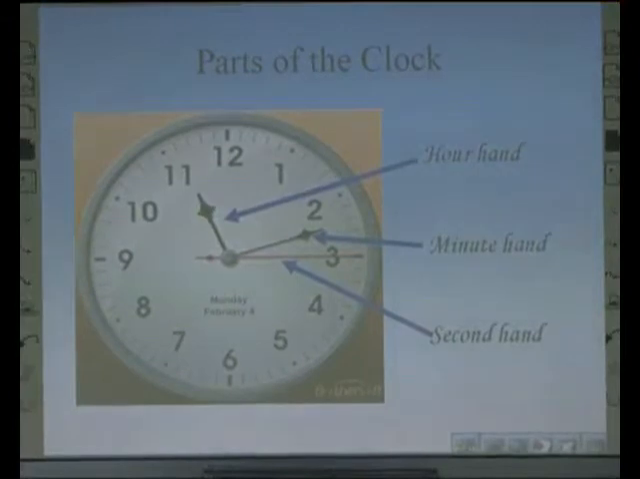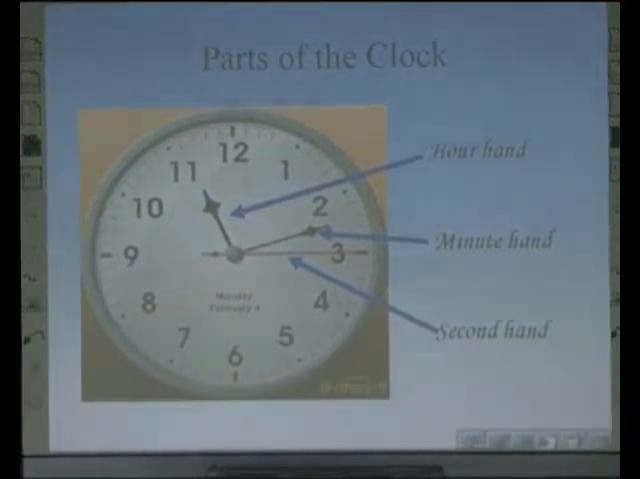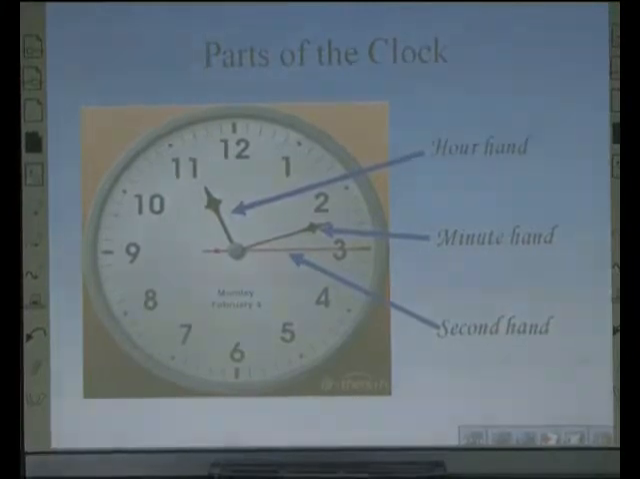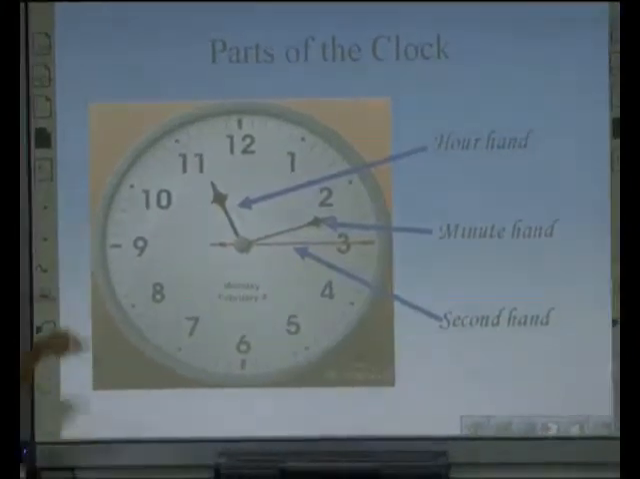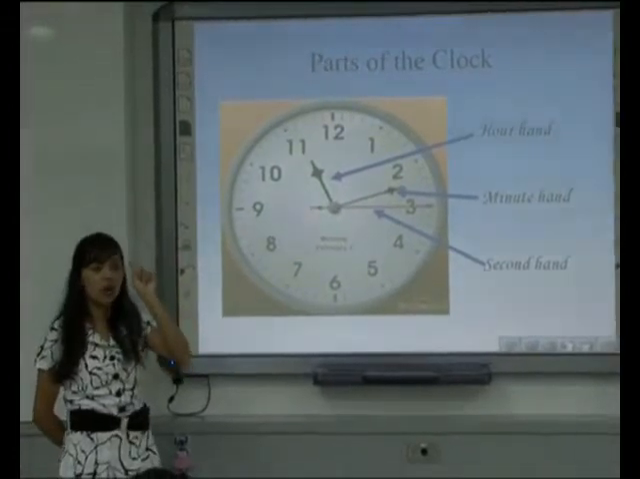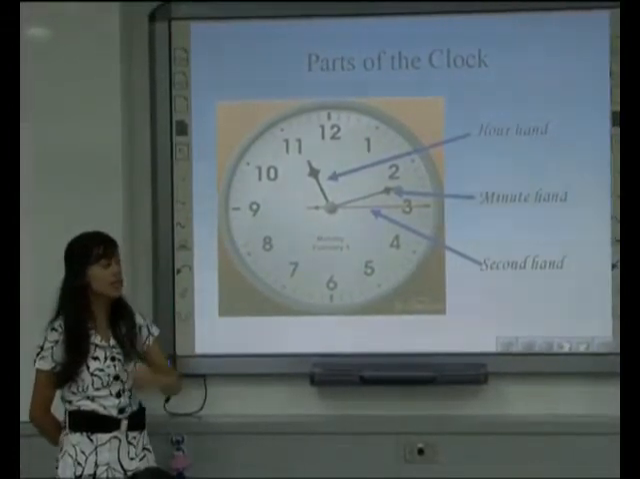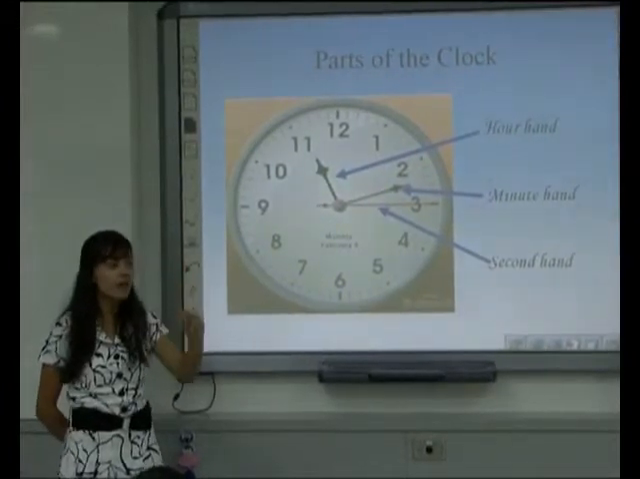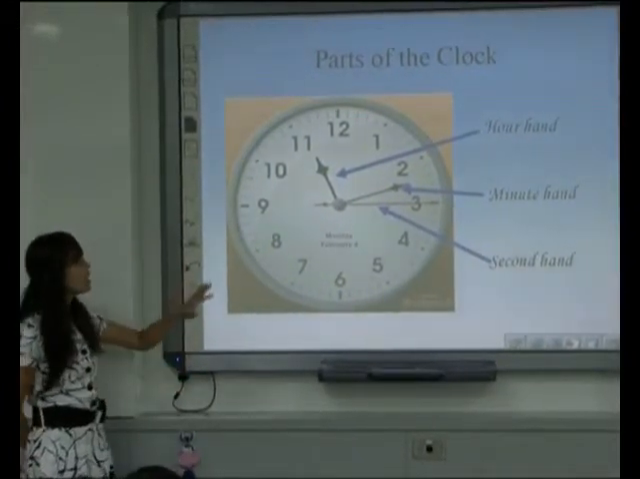And then, you always remember that 60 seconds, the red one, if you turn that one, 60 seconds is equivalent to 1 minute. Very good. And 60 minutes is equivalent to? 1 hour. Very good. So, these are the parts of the clock.